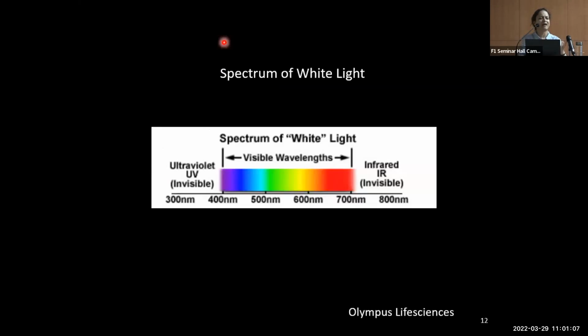Now coming back to lambda. We are ignoring lambda right now because NA is what we are talking about. But R, the resolution, depends on lambda. And we all know about the spectrum of light. There is an invisible light, which is the UV, 300 to 400 nm. And you have the spectrum from 400 to 700. And then you have infrared, which is invisible.